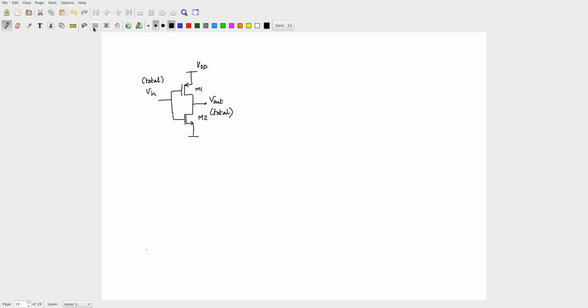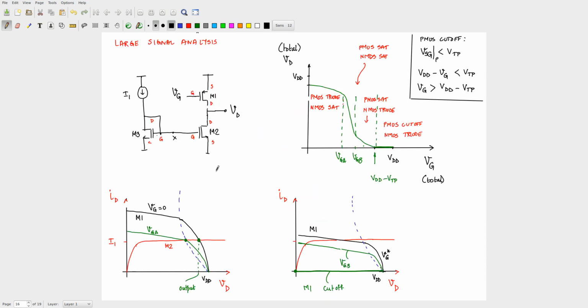Again, I am going to draw. What should I draw? On this axis, I am going to draw V in, this axis V out, and remember that these are total quantities. I should have actually written in and out in capital letters, but it's okay. And as usual, what are the points I should be interested in? VDD here and VDD there. Okay.